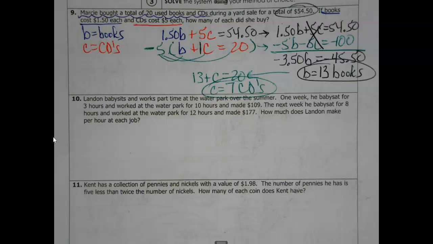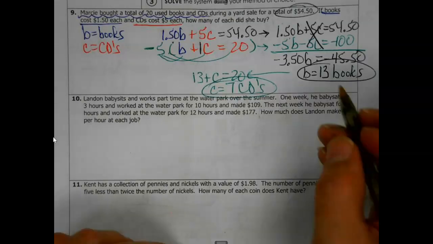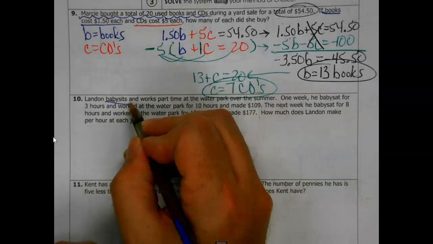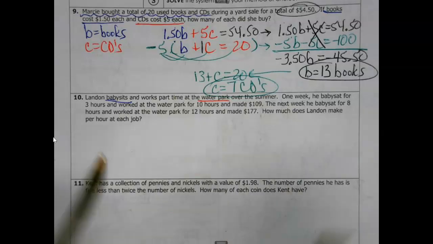Landon babysits and works part-time at the water park over the summer. One week he babysat for 3 hours and worked at the water park for 10 and made $109. The next week, he babysat for 8 hours and worked at the water park for 12 hours and made $177. Landon needs to find better paying jobs. How much does Landon make per hour at each job? So it looks like we've got babysitting and the water park here.